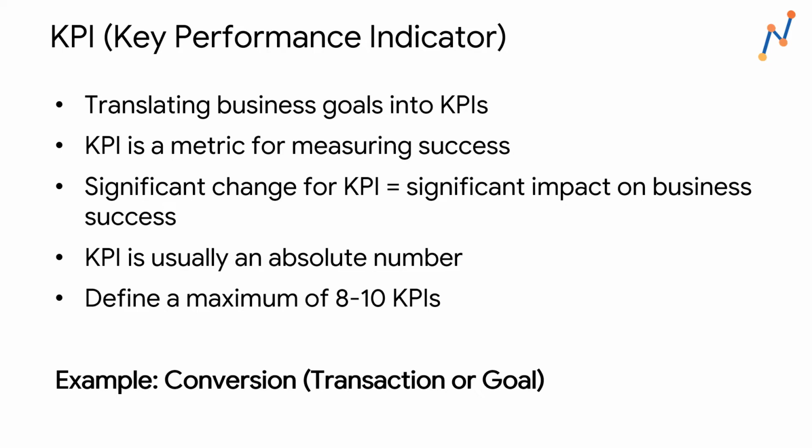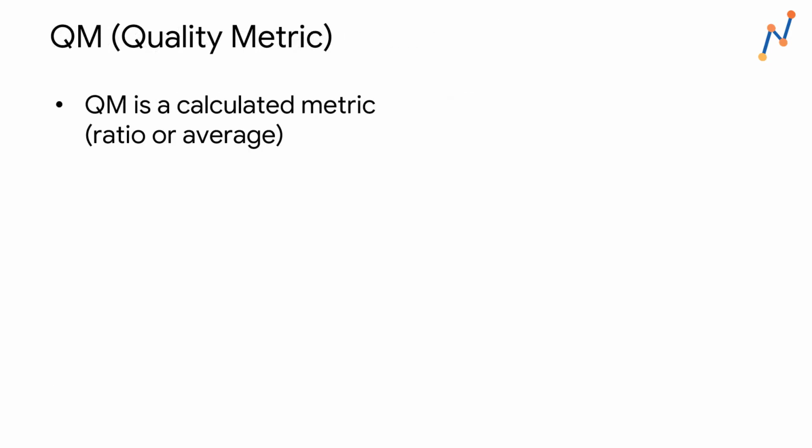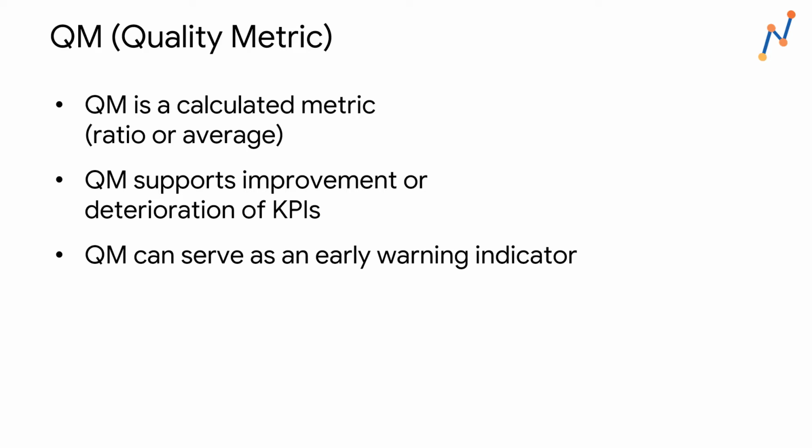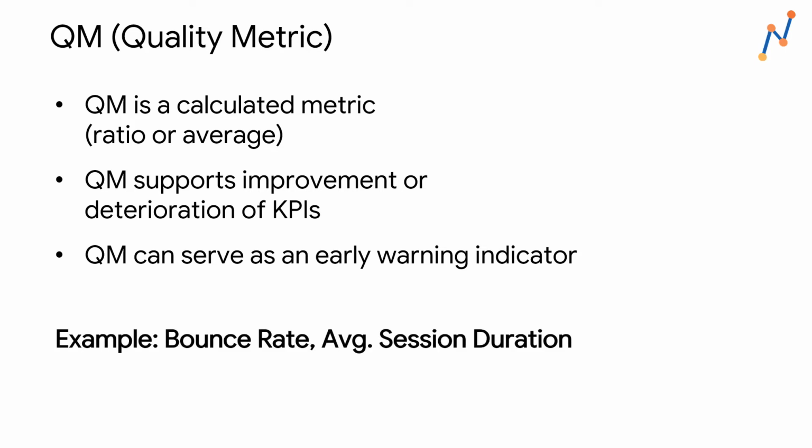A quality metric, on the other hand, is a calculated metric, usually a ratio or an average, and supports the improvement or deterioration of KPIs, which implies that a quality metric can serve as an early warning indicator. Valid examples of quality metrics are bounce rate and average session duration.